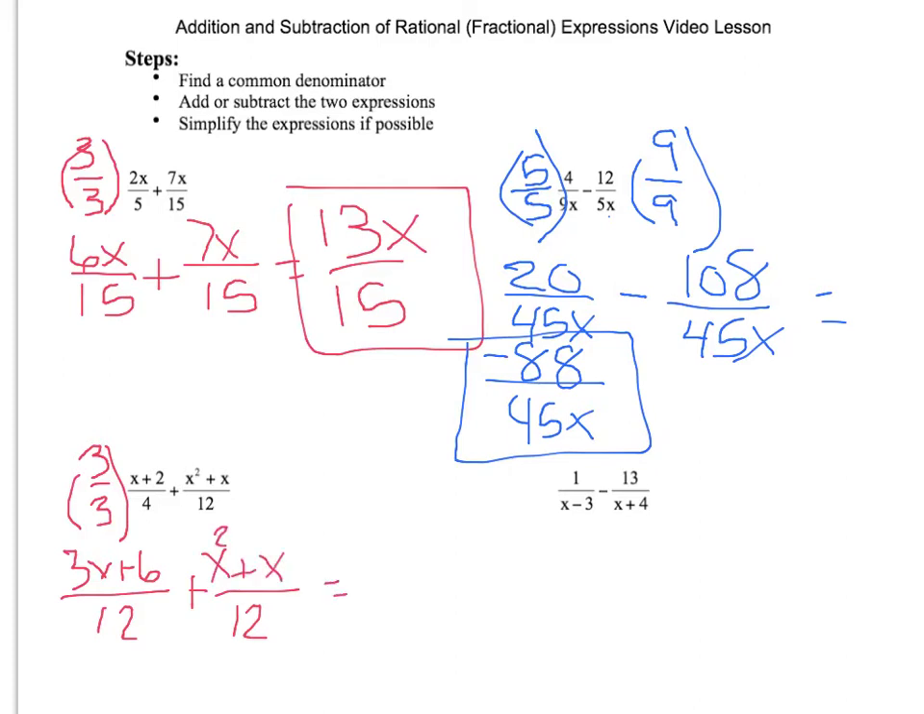Combine some like terms. I have an x squared. 3x and x is 4x. And then positive 6 all over 12. And that's it there.